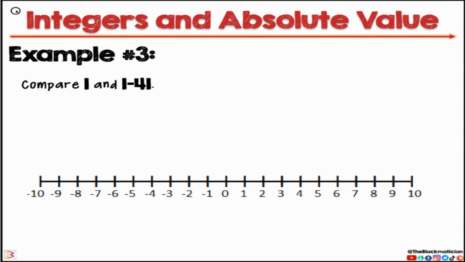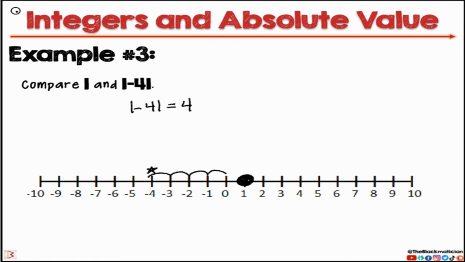Example number 3. It says compare 1 and the absolute value of negative 4. So when they say compare, what they're really asking for is which value is larger. So let's look at 1. Here's 1. And then it says the absolute value of negative 4. Well, we first need to ask ourselves, what is the absolute value of negative 4? So if I go to negative 4 on my graph, I'm going to put a star here. How far is that negative 4 from 0? Well, it's 1, 2, 3, and 4. So the absolute value of negative 4 is equal to 4.